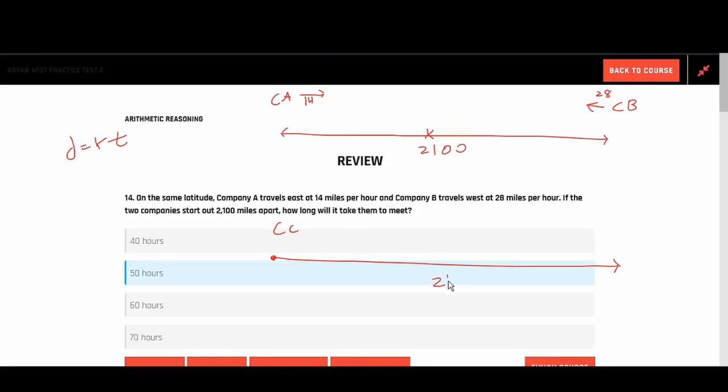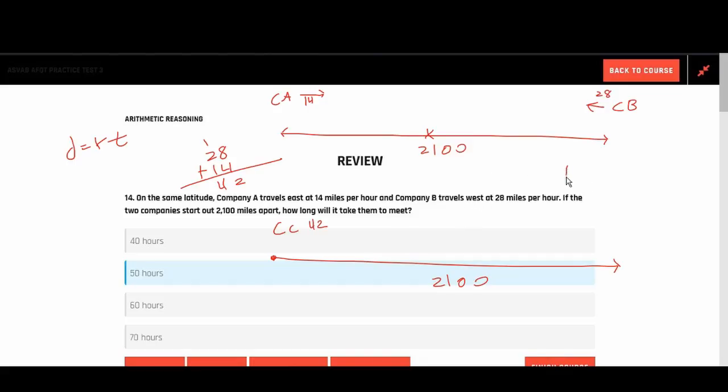traveling the same distance, 2,100 miles, albeit at a combined rate of these two companies, that is 28 plus 14 miles per hour. 8 plus 4 is 12, carry the 1. 2 plus 1 is 3, plus 1 is 4. So company C is traveling the same distance, albeit in one direction at 42 miles per hour, which is a combined rate of company A and company B. This will tell us how long it will take them to meet in the middle.